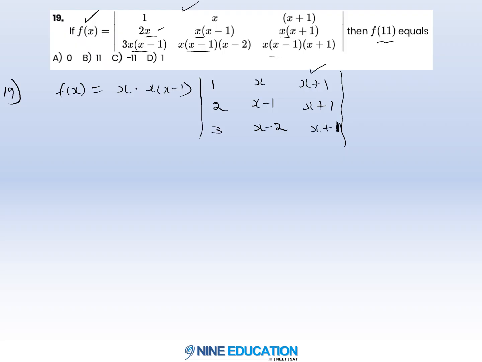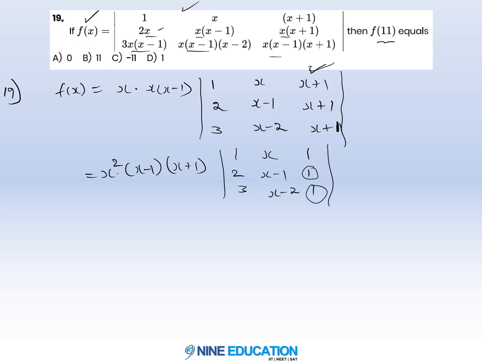If we observe again, from column 3 we can take x plus 1 common. So we'll get x into x, which is x square, and x minus 1, and x plus 1 taken common from column 3. So the leftover elements will be 1, 2, 3, x, x minus 1, x minus 2, 1, 1, 1. Instead of directly expanding, let's convert these two ones into zeros, for which we apply these two operations: R2 tends to R2 minus R1, and R3 tends to R3 minus R1.